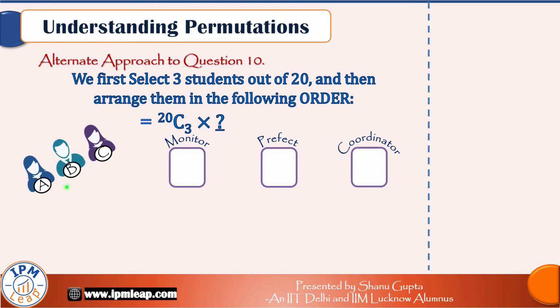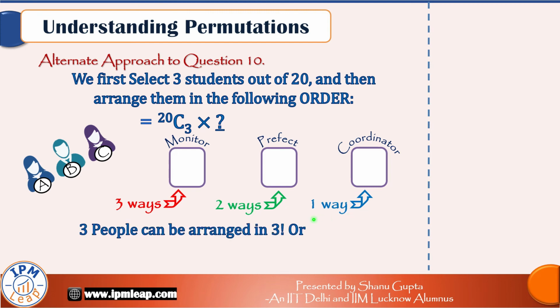The first position of class monitor can be filled in 3 ways because she can assign that position to either A or B or C. Next is the position of class prefect. That can be filled in 2 ways because one student was already assigned the role of class monitor. And for the third position, that is coordinator, she will be left with only one student. Together, 3 students can be arranged in these positions of responsibility in 3 into 2 into 1, that is 3 factorial ways. And 3 factorial is equal to 6.